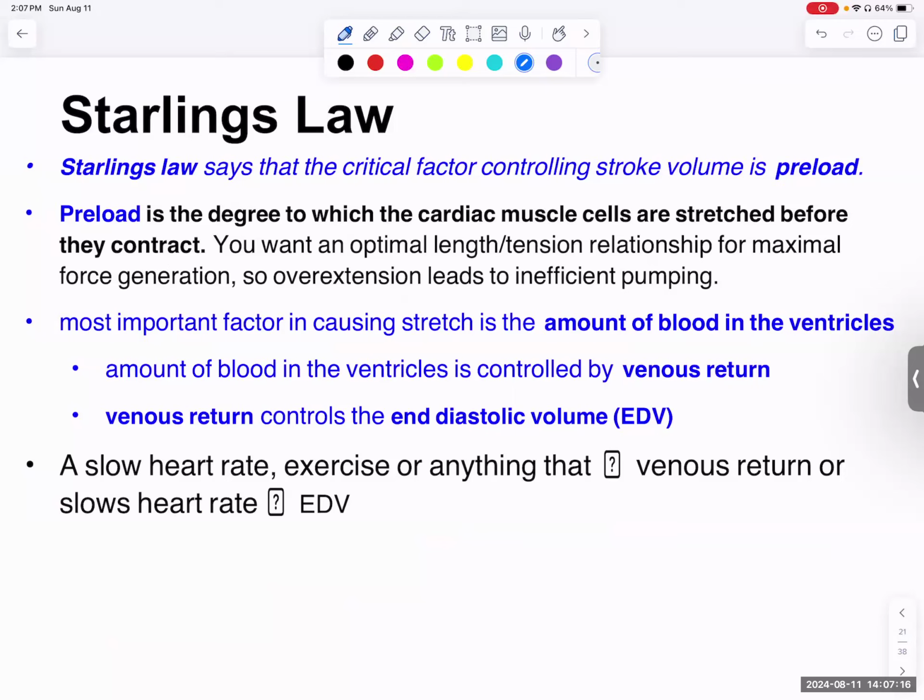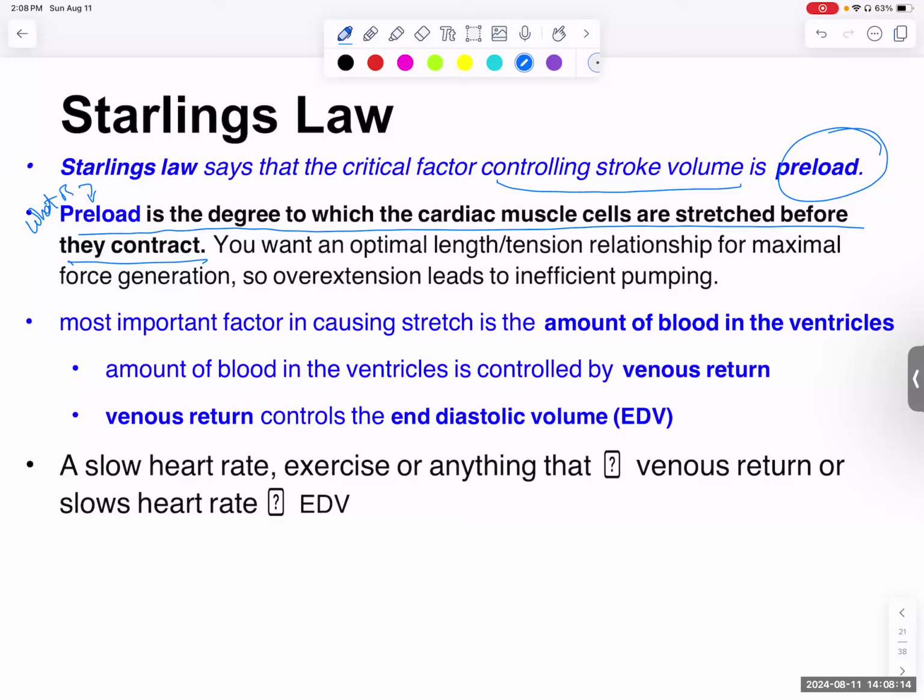Something called Starling's law has everything to do with preload. Starling's law states that the critical factor controlling stroke volume is preload. What is preload? Preload is the degree to which the cardiac muscles are being stretched before they contract. Remember from muscles, optimal actin and myosin sarcomere overlap is going to affect the amount of tension that the sarcomeres in that muscle fiber can exert. So if you have optimal overlap of actin and myosin, you have optimal cross bridges occurring, and you're going to have maximal contraction. And with the heart, maximal contraction equates to higher stroke volume.